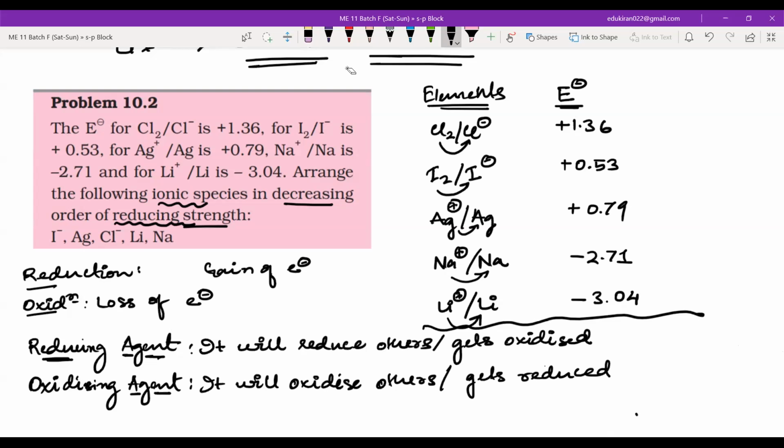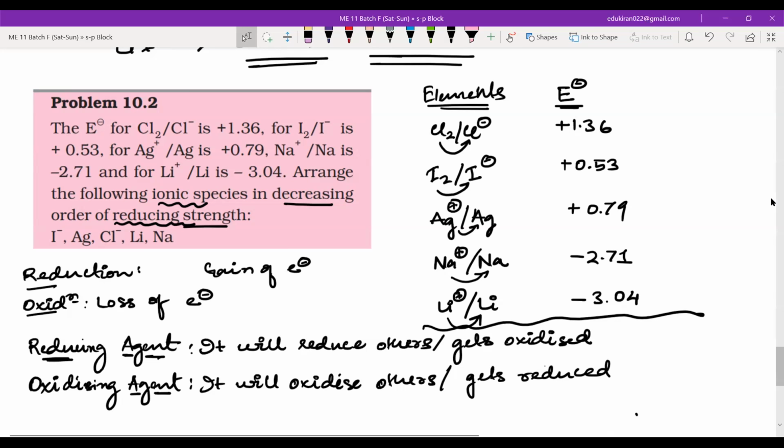Okay. Any problem, guys? Yes or no? Tell me. No, sir. No problem. Very good. So all of you understood till now what is a reducing agent and what is an oxidizing agent? Yes, sir. Okay.